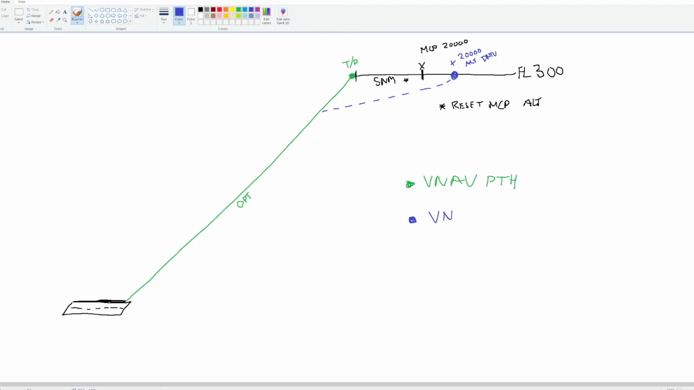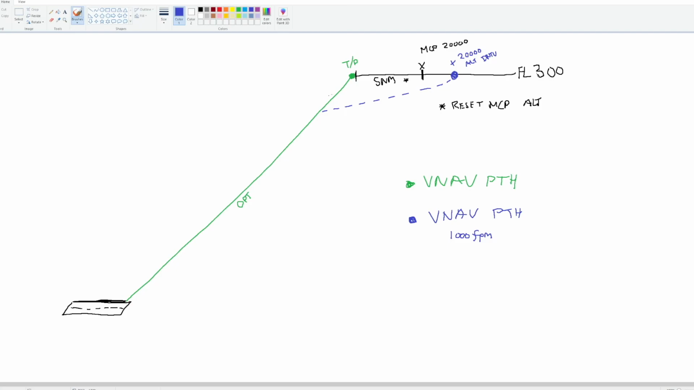So we will descend here in VNAV path, but with 1,000 feet per minute until we reach our optimum path. When we reach our optimum path, you will see on the IVSI, that is the vertical speed indicator, that the aircraft will now start to pitch to maintain this path, and it will reduce the thrust to idle.